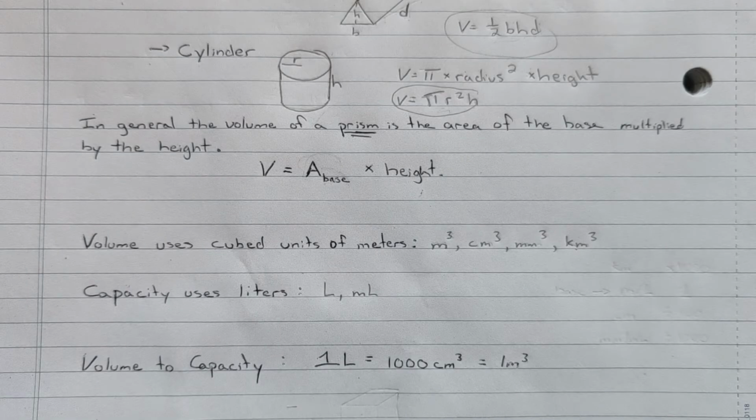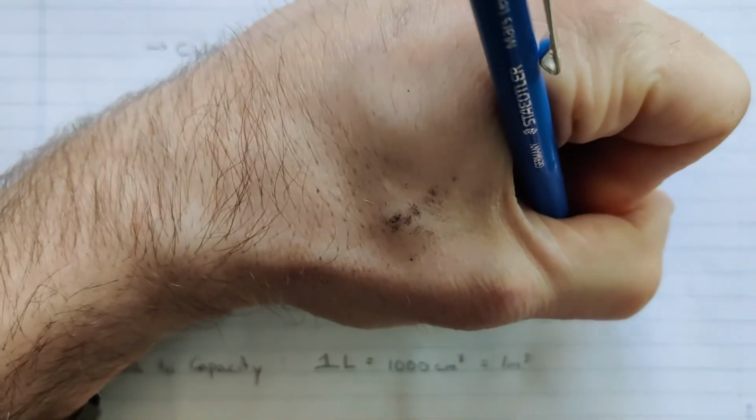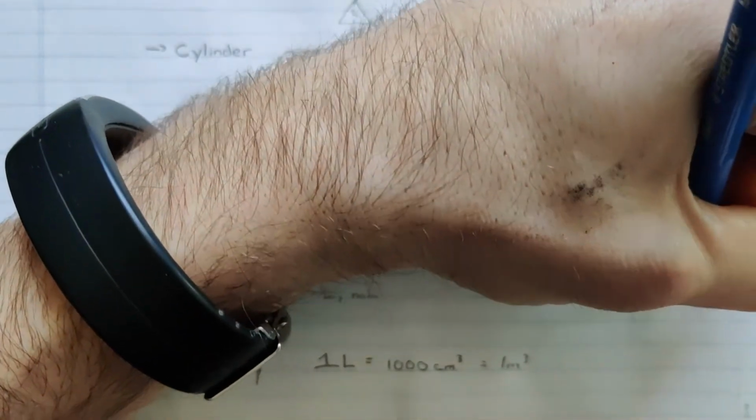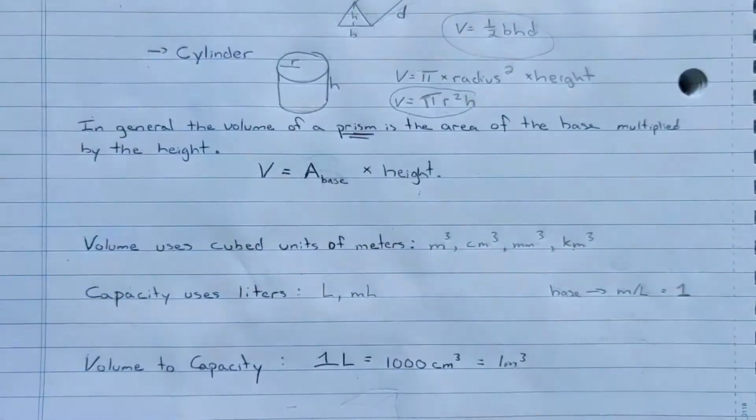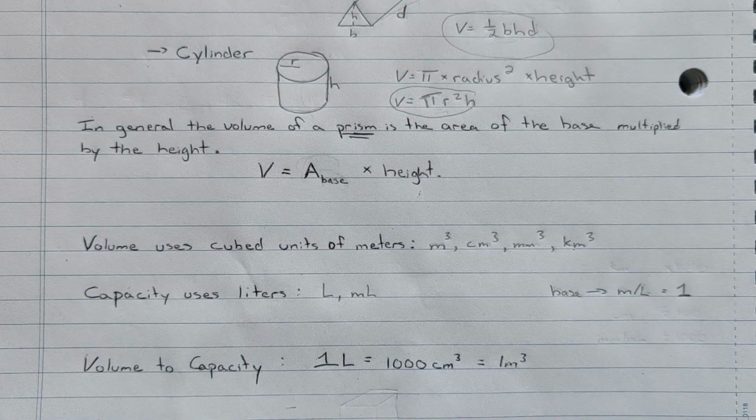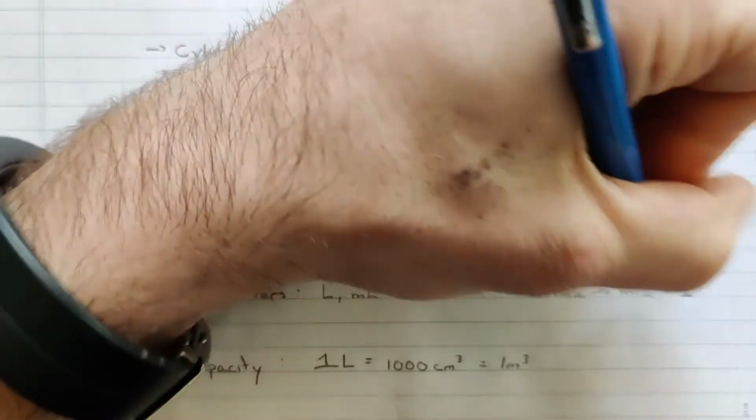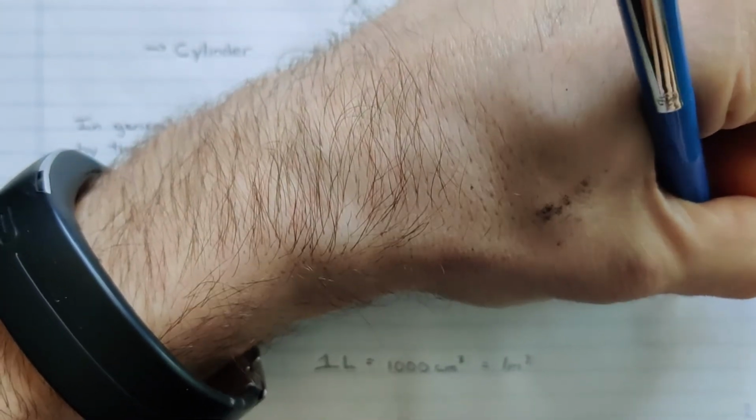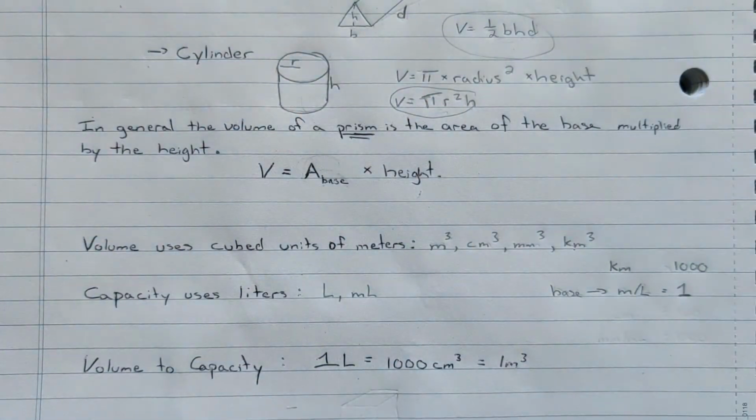So just a quick reference, if you start with your base unit of meters or liters, that's a value of 1. If I need to look at kilometers, then there's 1,000 meters in a kilometer.